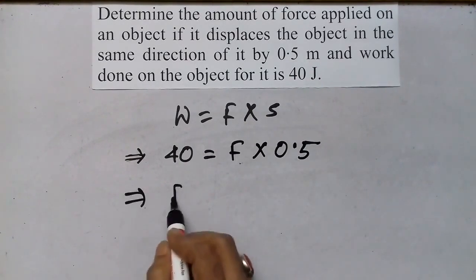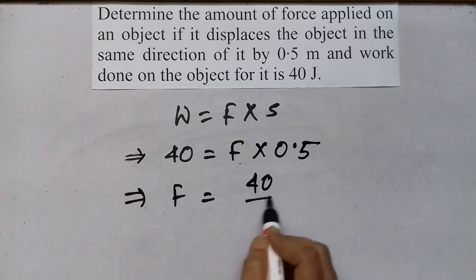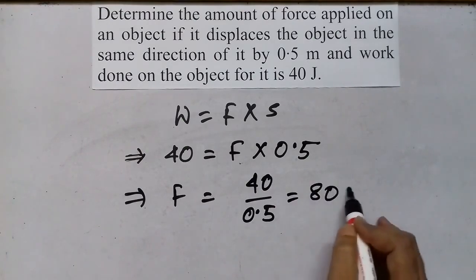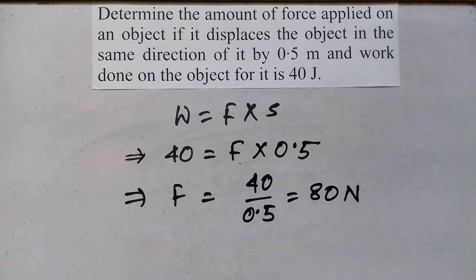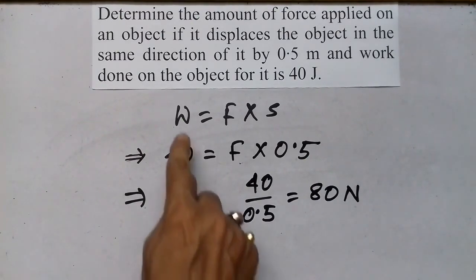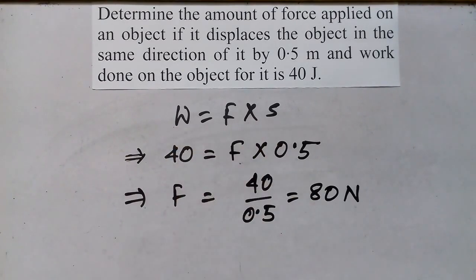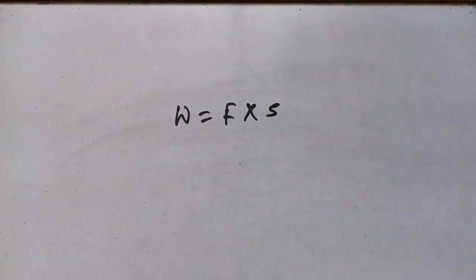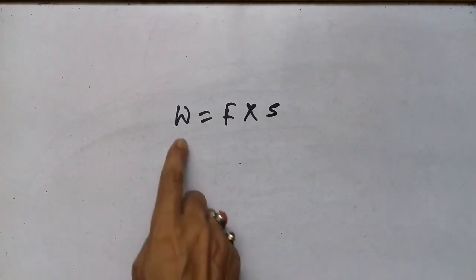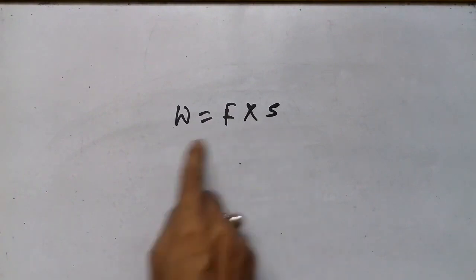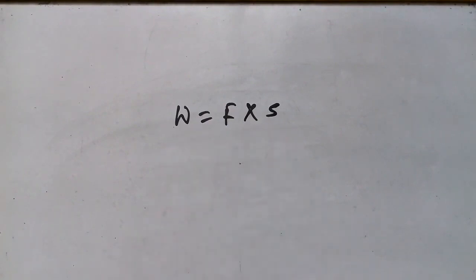Therefore, F is equal to 40 divided by 0.5, that is 80 Newton. If you simplify, you will get 80 Newton. This is how we will find out F. So among these three physical quantities, any two will be given. We have to find out the third one. From the given word problem, go on putting the values which are given. Any two will be given among these three. Find out the third one.